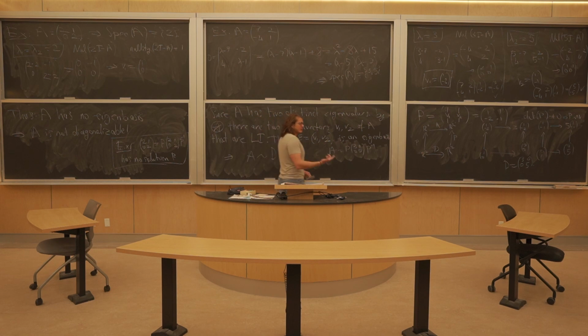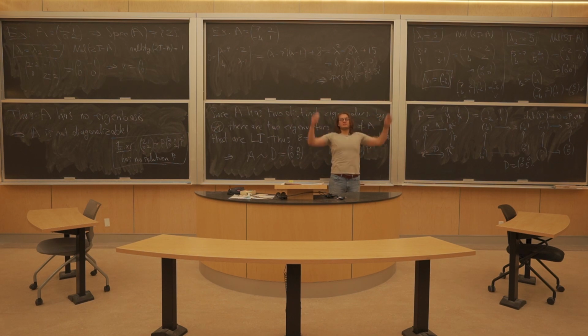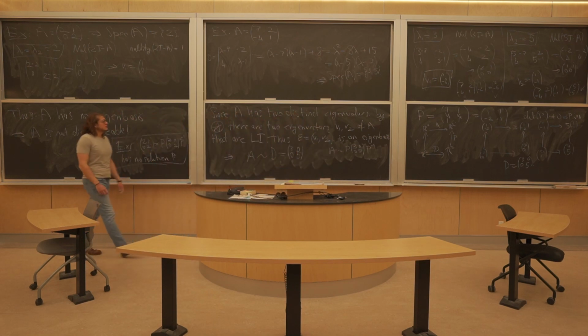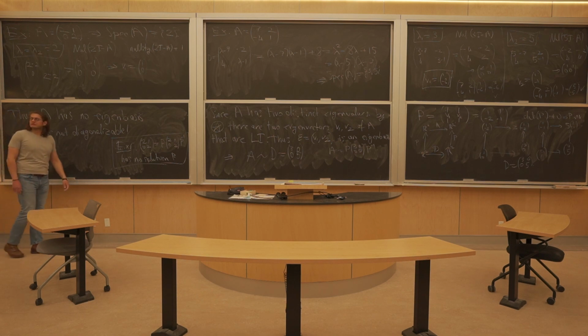Geometrically speaking, 2 times identity does exactly the following. It takes the whole plane, or any vector in the plane, and expands it by a factor of 2. It does everything. So it acts this way everywhere. So that's sort of like the geometric interpretation of this. Any other questions?